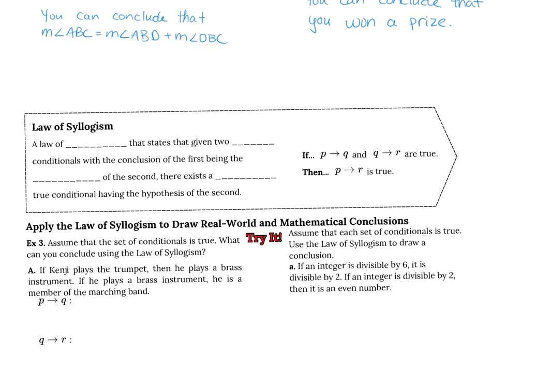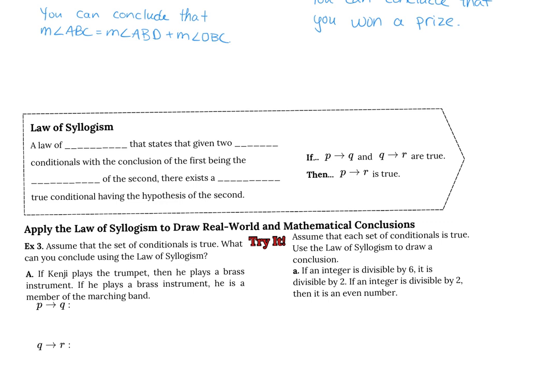All right, next we're going to look at the law of syllogism. It is a law of logic that states that given two true conditionals, with the conclusion of the first being the hypothesis of the second, there exists a third true conditional having the hypothesis of the first and the conclusion of the second. So we would see that as if the first conditional and the second conditional are true, then there is a third conditional that is also true.